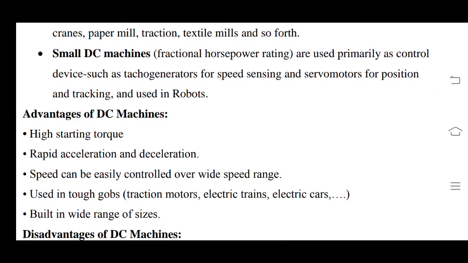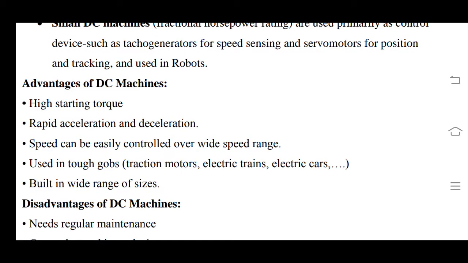Advantage of DC machine: high starting torque is available in a DC machine. It has rapid acceleration and deceleration. It can run quickly, and decelerate means it comes to zero speed or minimum speed easily. Speed can be easily controlled over a widespread range, so it can be controlled from zero speed to higher speed, and more than the rated speed is also possible in DC machines.